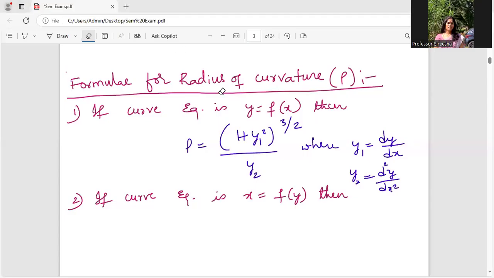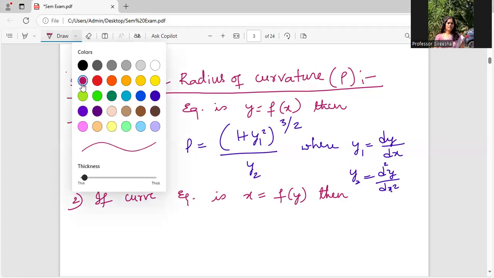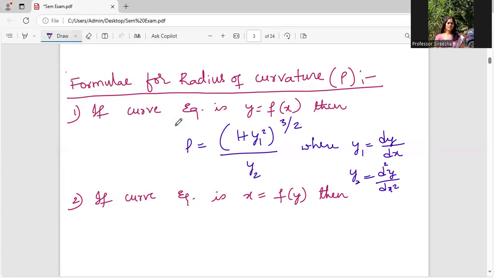Coming to the formulae for radius of curvature. When the curve is in the form y is equal to f of x, the formula for rho is 1 plus y1 squared whole power 3 by 2 by y2. Y1 is nothing but dy by dx. Y2 is the second derivative of y with respect to x, or d square y by dx square.